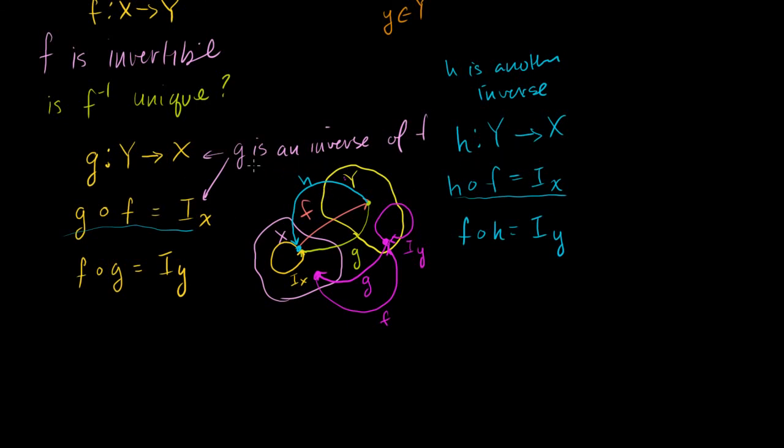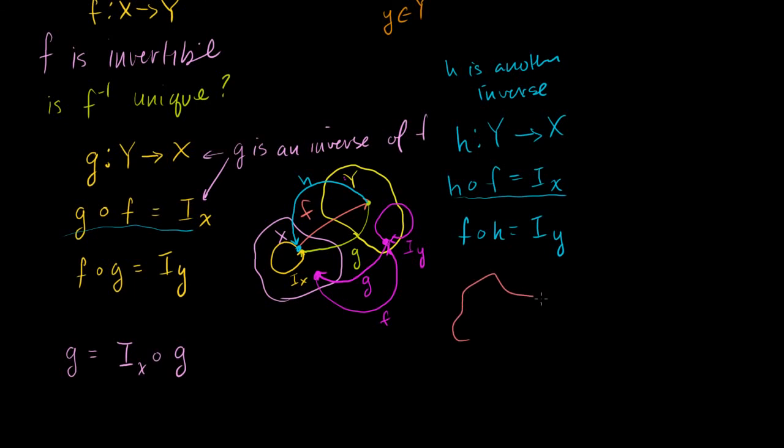So let's go back to the question of whether g is unique. Can we have two different inverse functions, g and h? So let's start with g. Remember, g is just a mapping from y to x. So this is the same thing as the composition of the identity function over x with g.